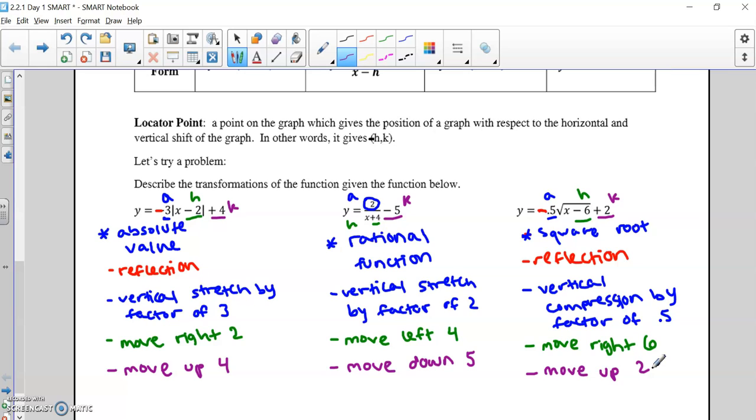So the descriptions of the transformations work pretty much just like they did for parabolas. It's just you have to still be able to identify those different pieces, even though the equation looks ever so slightly different.